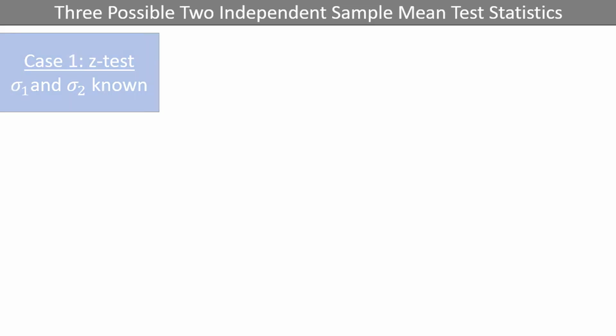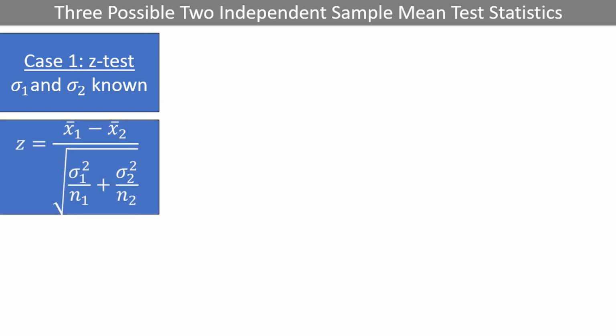Case 1 is the z-test, which should be used when the population standard deviations are known. Here is the test statistic. If you haven't caught on already, values with a subscript 1 correspond to the first sample, and values with a subscript 2 correspond to the second sample. As it is unlikely that the standard deviations will be known, we will not be showing the z-test procedure in this video.